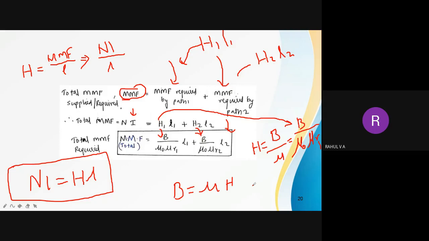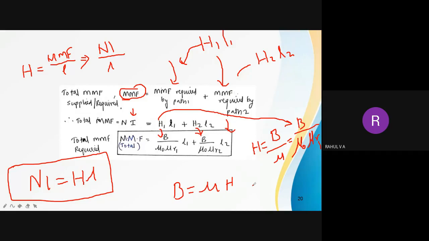So what we have learned today is that there are two types of magnetic circuit: series magnetic circuit and parallel magnetic circuit. Series magnetic circuit is similar to series electric circuit. Parallel magnetic circuit is similar to parallel electric circuit. And we know that in a series circuit the current is the same. The analogy of current in a magnetic circuit is flux. So in a series magnetic circuit, the flux is the same, so the flux density also.